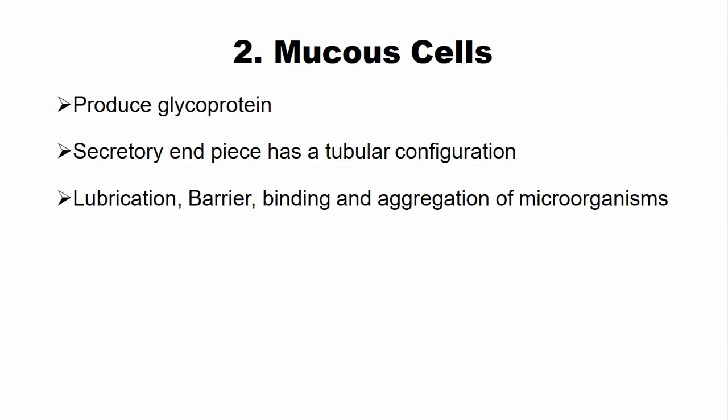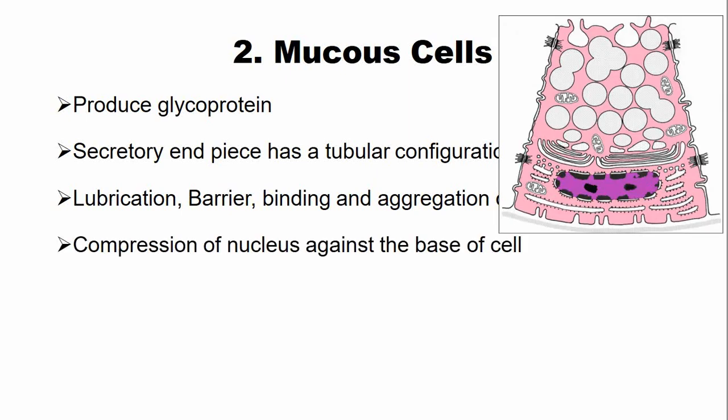The main functions of the secretion produced by mucous cells are lubrication, barrier, and binding and aggregation of microorganisms. In the mucous cell, there is compression of the nucleus against the base of the cell, as you can see in this picture. Opposite to the serous cells, in the mucous cells, usually there are no intercellular spaces present.